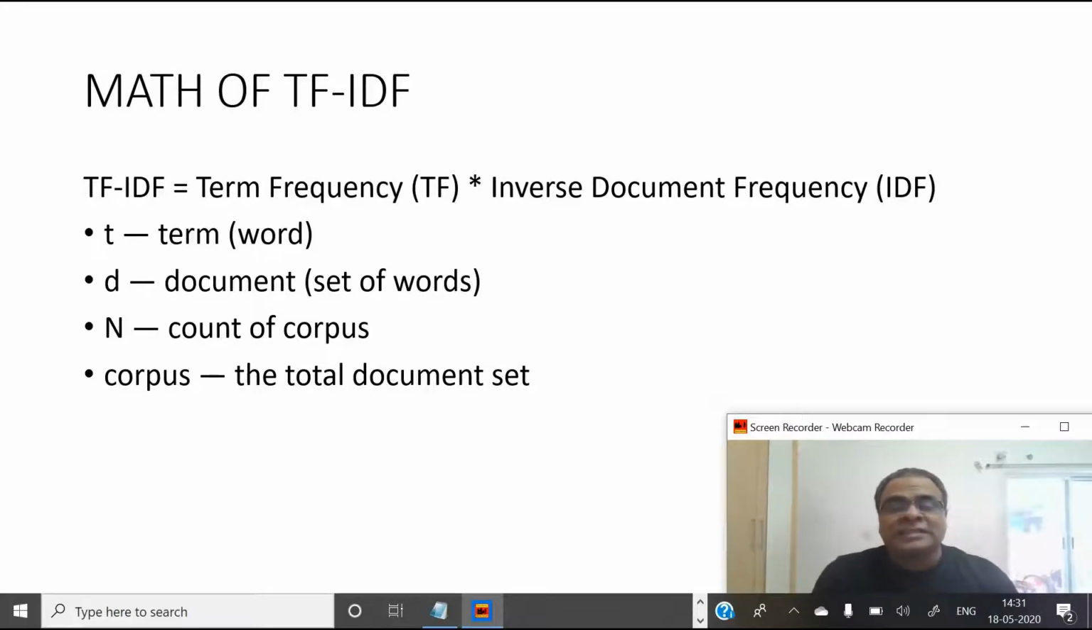The letters we are using: T means term or a word, D means document or set of words, and N means count of corpus, and corpus means the total document set. These are all the letters we use in the coming discussion. So the formula for TFIDF is the term frequency into inverse document frequency, IDF.